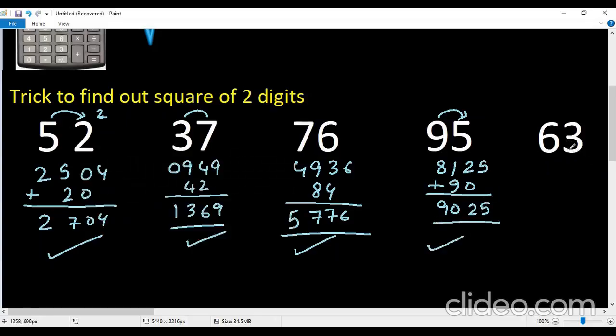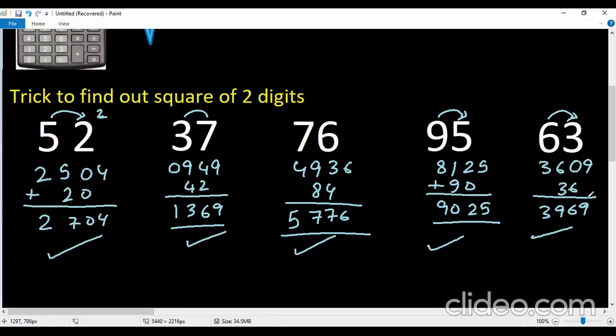Now 3 times 3 is going to give you 9. You write 09. 6 times 6 is 36, double digit, and 6 times 3 is 18. 18 plus 18 is 36, and you will write something like this, and your final answer is going to be something like this.